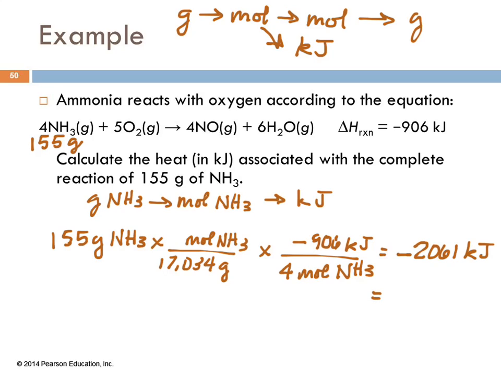So how should I report that with 3 significant figures? Scientific notation would be the best. So 2.06 times 10 to the third kilojoules. Any questions?